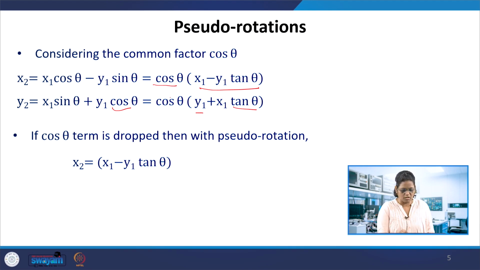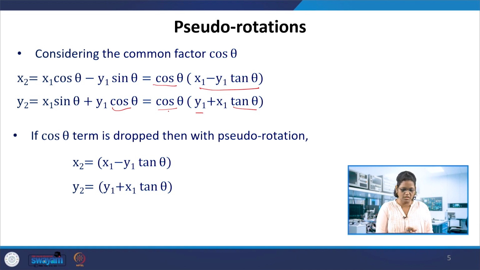So to reduce the effect of computing this cos theta and sin theta every time, we try to minimize these operations. The cos theta term can be dropped if theta is known. Then, with the pseudo rotation, we can see x2 equals x1 minus y1 tan theta, the first equation here. Similarly, y2 equals y1 plus x1 tan theta, by dropping the cos theta in the equation.